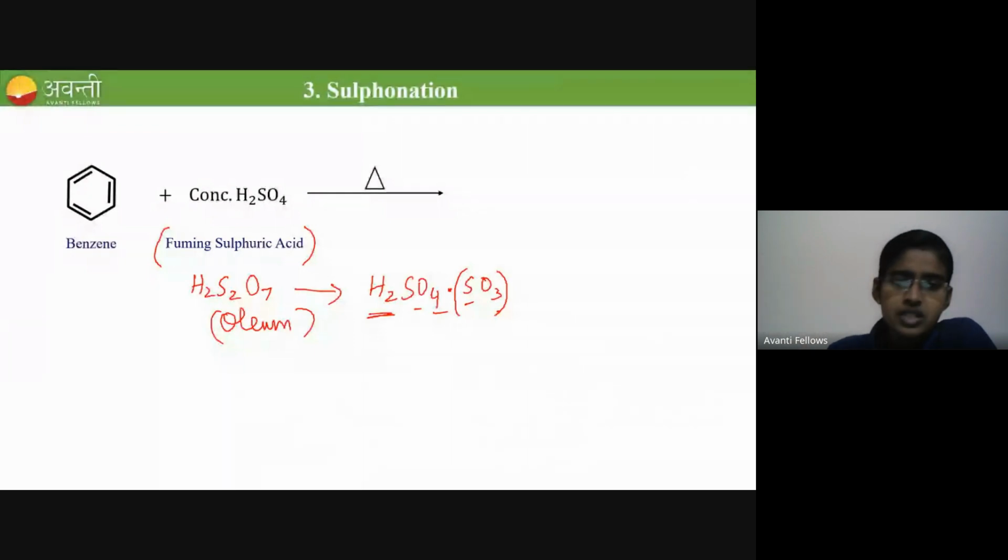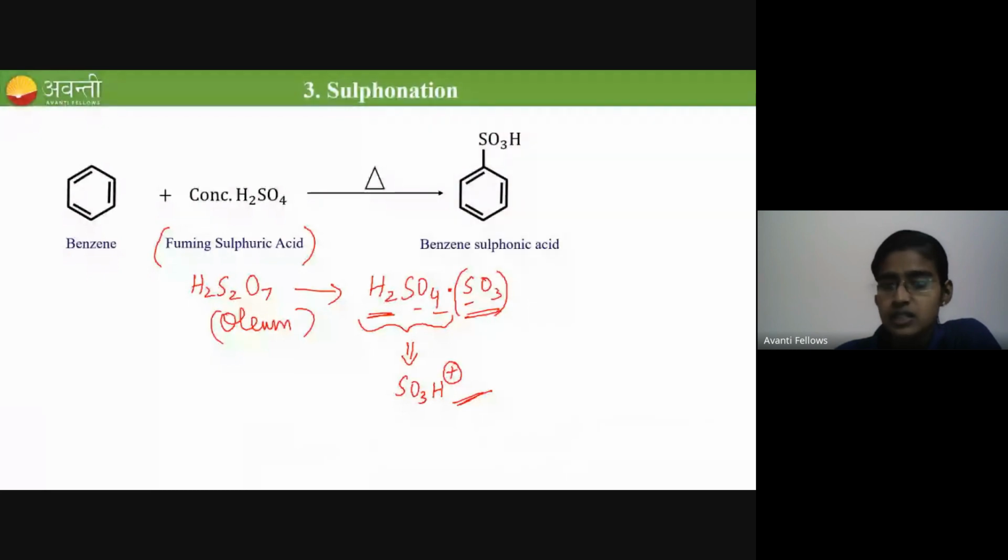Now, from this H2SO4 part, we are getting the electrophile, and that electrophile is SO3H+. Since the sulfur trioxide is producing the fumes, we are calling this fuming sulfuric acid. So, that is getting generated from this oleum molecule. Now, this electrophile will substitute one of the hydrogens and give benzene sulfonic acid. SO3H is sulfonic acid. When it is substituted in benzene, it is benzene sulfonic acid, and H2O is the byproduct. So, this is sulfonation.